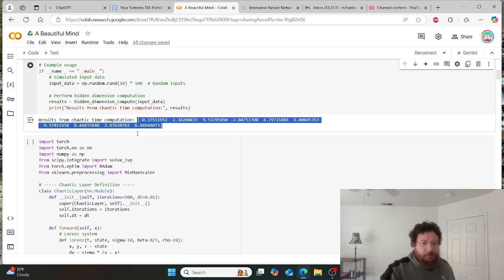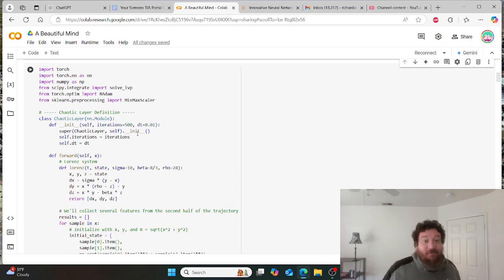So let's go through. And so this first one was just a test, right? We're taking our input and we want to know, will it actually get a result. And we see it does get a result here, which is kind of crazy. So let's take this a step further then, and let's build our actual first iteration of our beautiful mind, our chaos theory driven neural network.